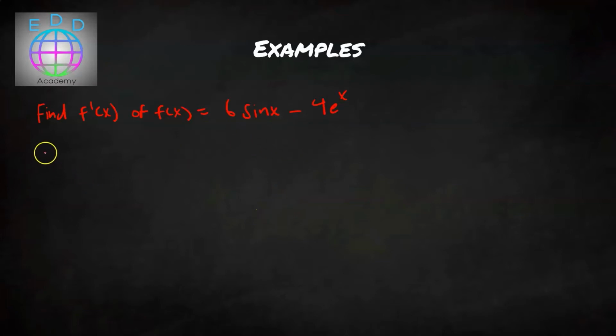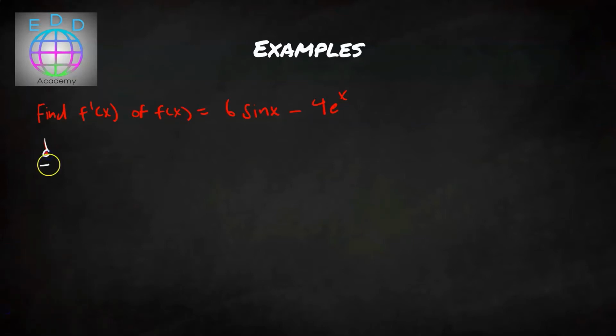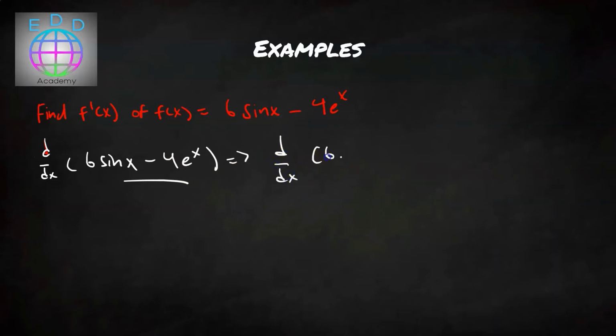So we want to find the derivative, d dx, of 6 sine x minus 4e to the x. So this is a subtraction rule, the subtraction rule we learned a couple videos ago. So we can split up this derivative into the derivative of 6 sine x minus the derivative of 4e to the x.